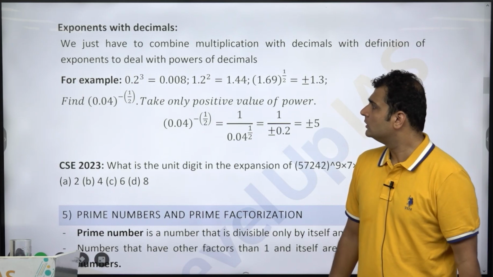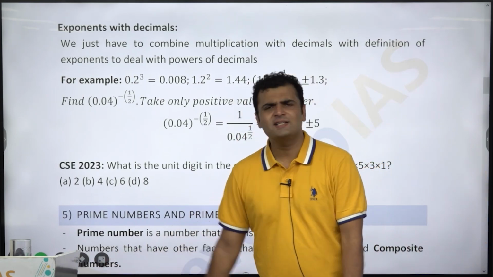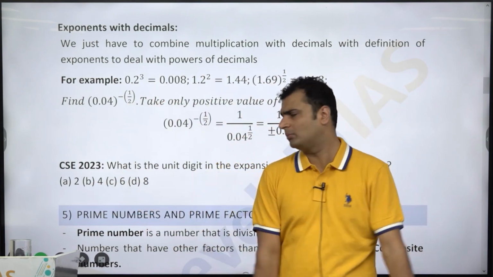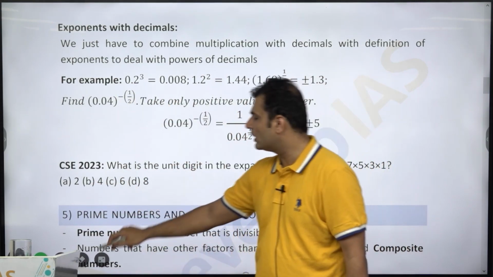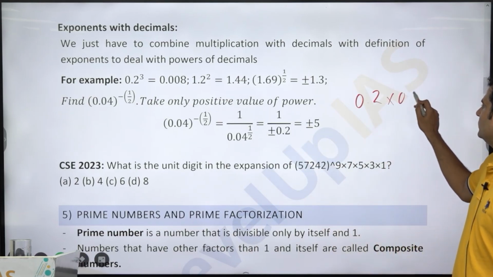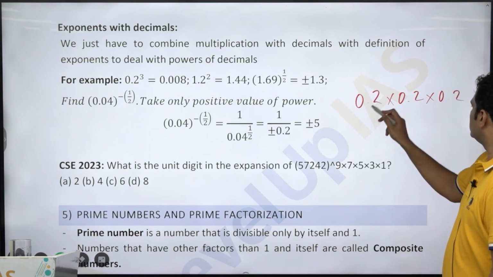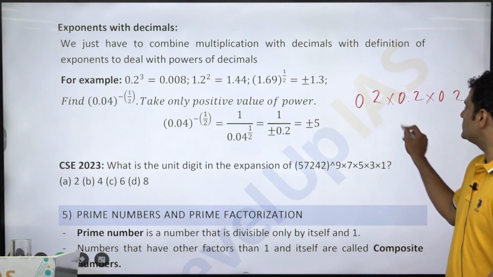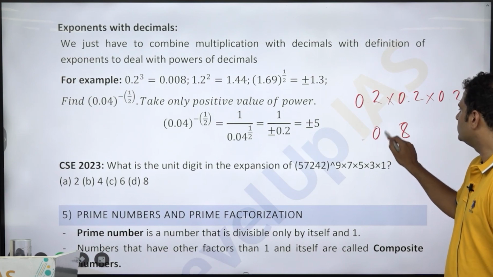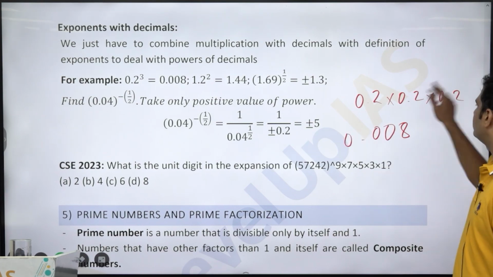Next, decimals. How do we operate with decimals? It is the same as multiplication, and multiplication and reverse of multiplication. So if you take 0.2 cube, it is 0.2 into 0.2 into 0.2. If you forget about decimal points, it is 8, and we have to give 1, 2, 3 decimal points. So you'll get 0.008 as the cube of 0.2.